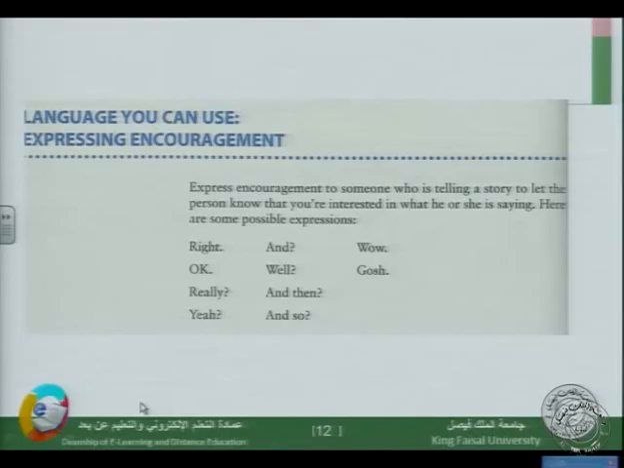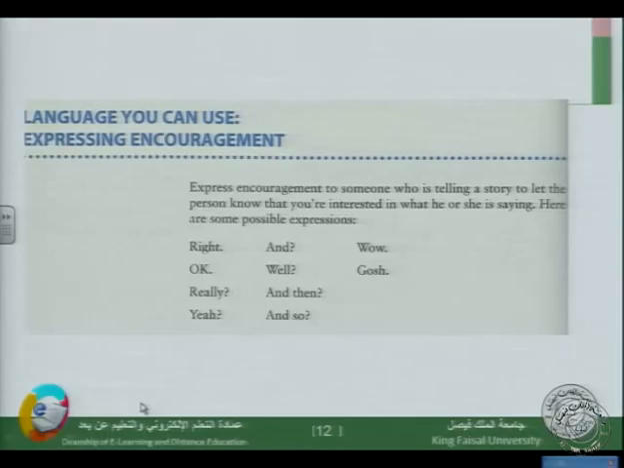In one of the chapters also, we have talked about how to give or to express an encouragement. For example, if you listen to someone or to a storyteller, and he or she retells an exciting story for you, what should be your response? Wow, that's wonderful. Or maybe if you're listening to a horrible story, gosh, is that really?